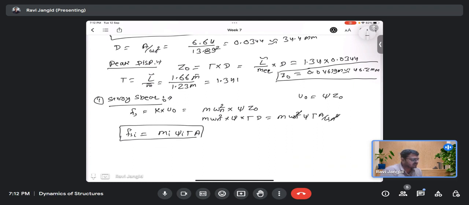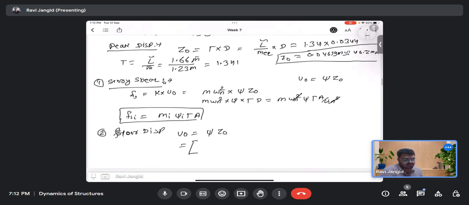Okay, so this way you can find out the story shears. Similarly, you can find out the story displacement or the floor displacement. So floor displacement is u naught equal to psi times z naught. Psi is given as 2 by 5, 19 by 25, 1, and z naught is given as 46.2 mm. So if you solve this, your floor displacements are coming 18.5, 35, and 46.2 mm. Is it okay?